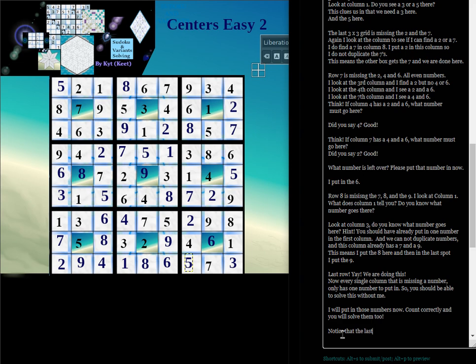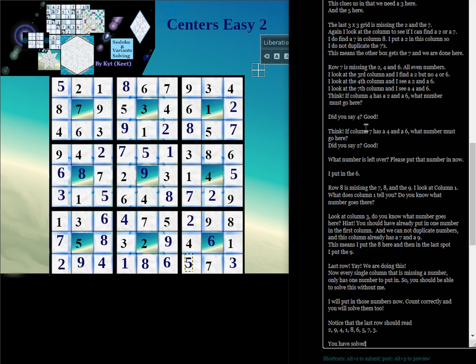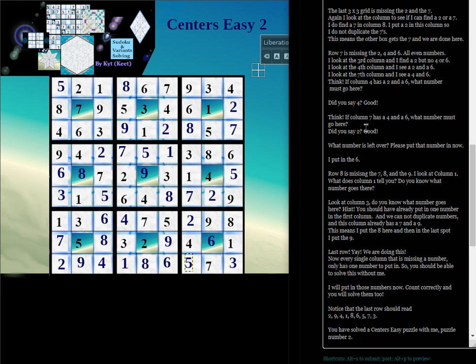Notice that the last row should read 2, 9, 4, 1, 8, 6, 5, 7, 3. You have solved a centers easy puzzle with me, puzzle number 2.